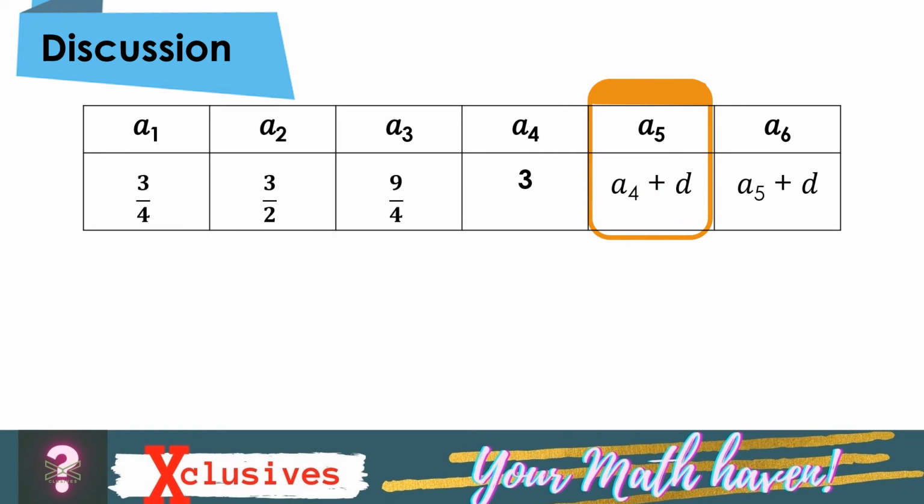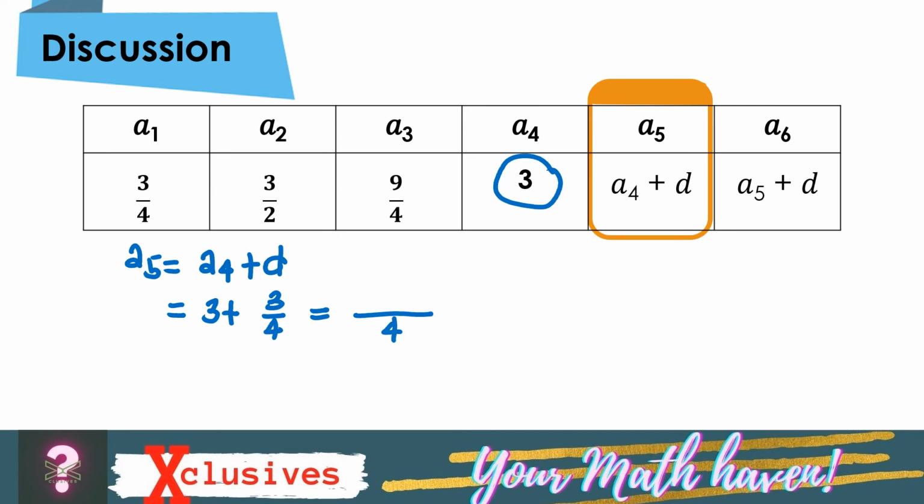Let's begin with our fifth term. Here, that would be a sub 5 is equal to the fourth term plus the common difference. What's our fourth term? That is 3. So you substitute 3. And our common difference was 3/4. Now get the LCD, and that is 4. 4 divided by 1 is 4 times 3, that's 12. Then you copy plus 3. And what is 12 plus 3? That is 15 over 4. And there we have it, our fifth term.